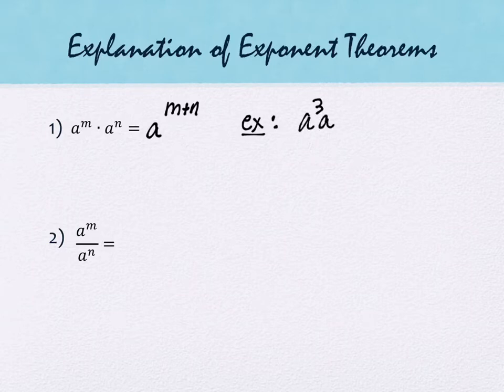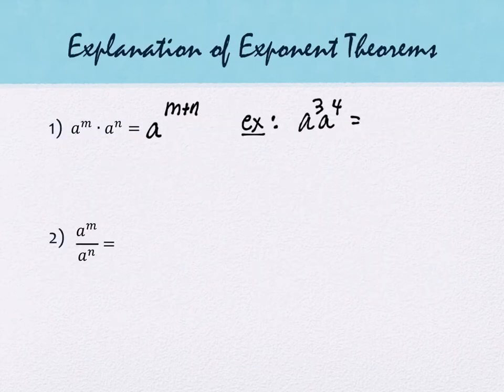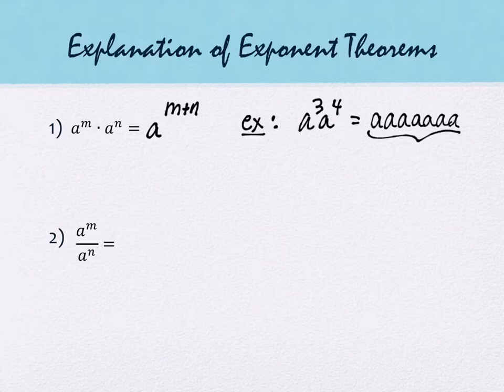A to the third times a to the fourth. Okay, so a to the third, by our definition of exponents, means I have 3 a's multiplied. And a to the fourth means I have 4 a's multiplied. If you were to count all those up, how many a's do you have? 7. And how in the world did you get from 3 and 4 to 7? You added, right? So that's the property at work.